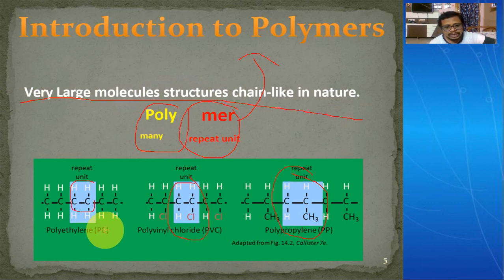So here ethylene is a monomer. Here vinyl chloride is a monomer. Here propylene is a monomer. Okay, for understanding this monomer concept, you don't need to learn more organic chemistry.